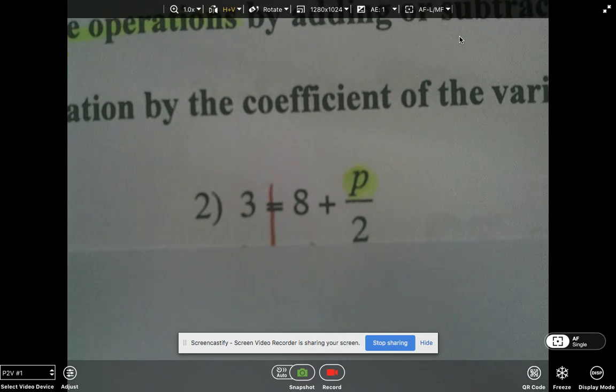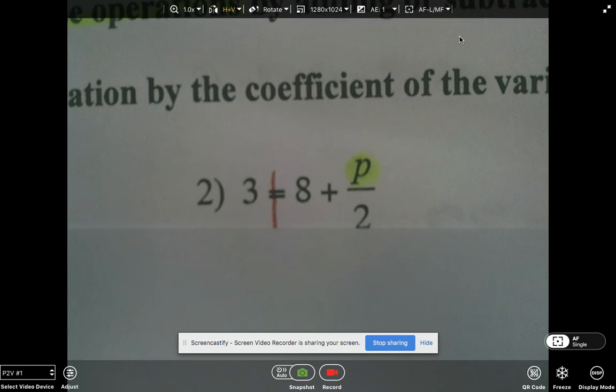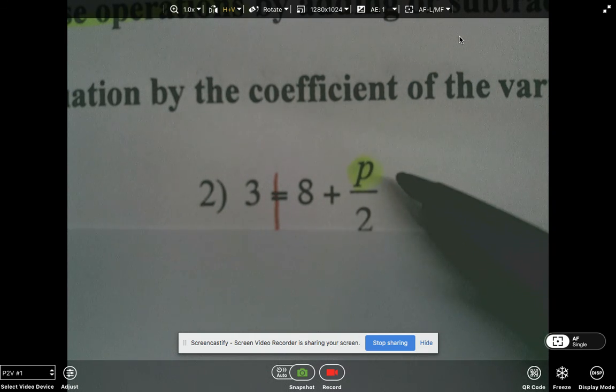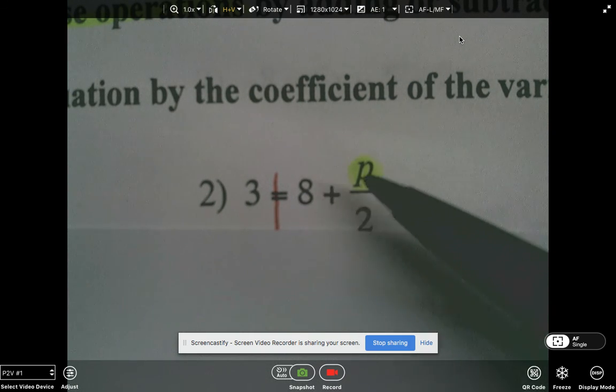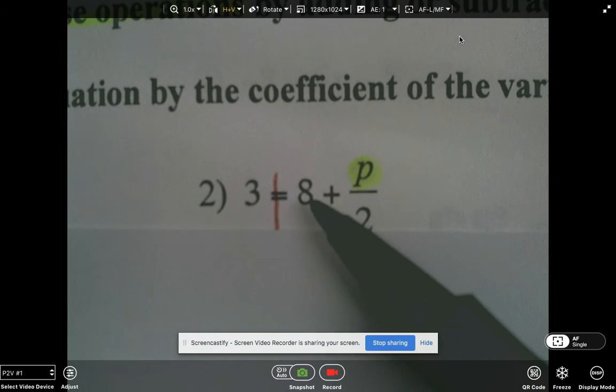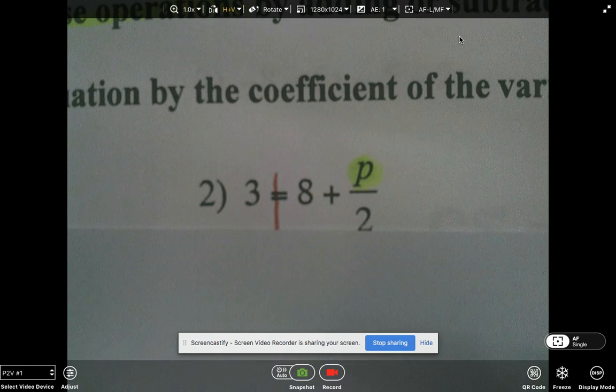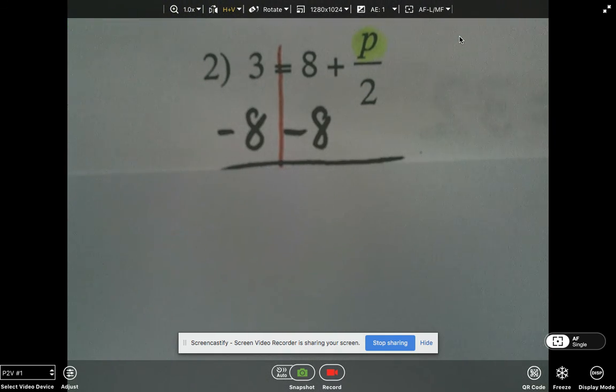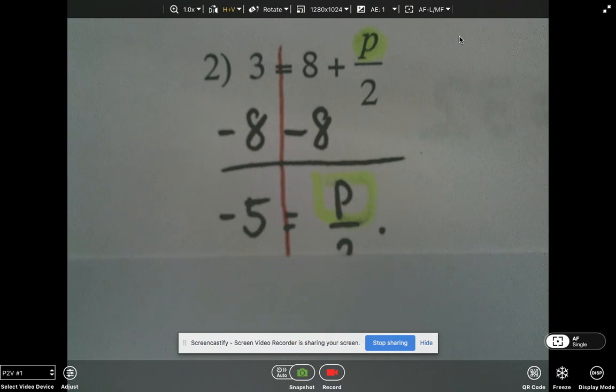Number 2, let's look at this one. So this one's a little different. We'll call this backwards because now the p variable is on the right-hand side. So it's a little bit weird in the fact that we're getting rid of this 8 first. So what's the first step? Minus 8 on both sides. And then what are we left with? Negative 5 equals p divided by 2.